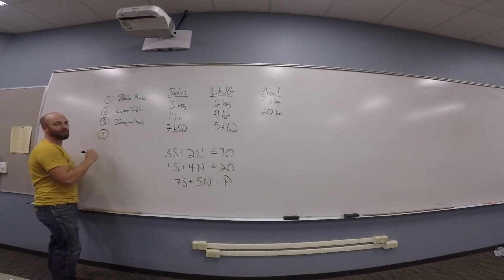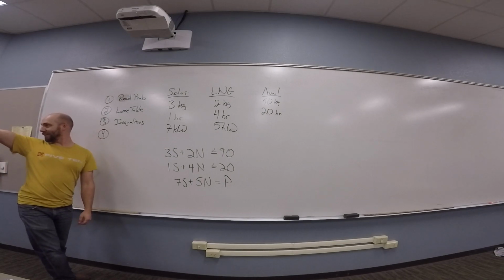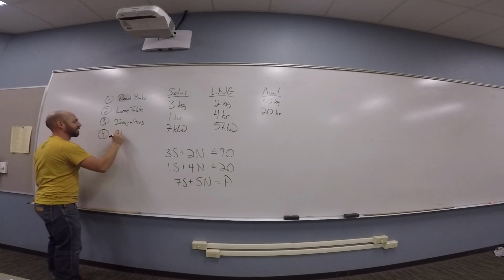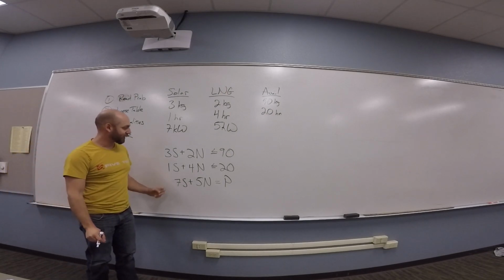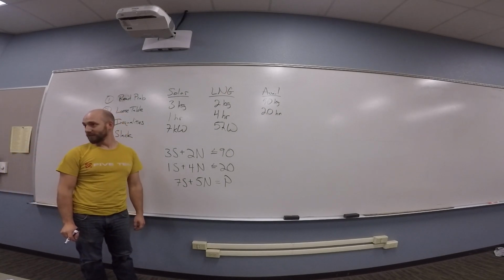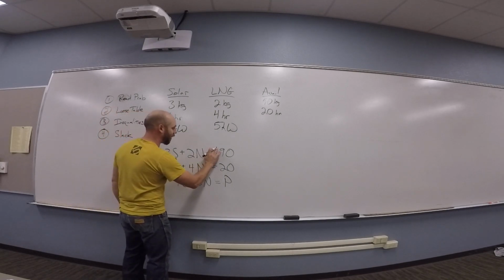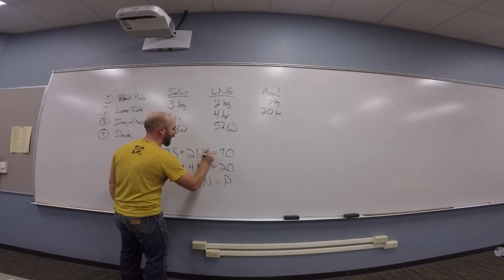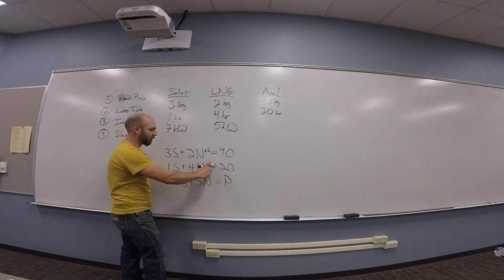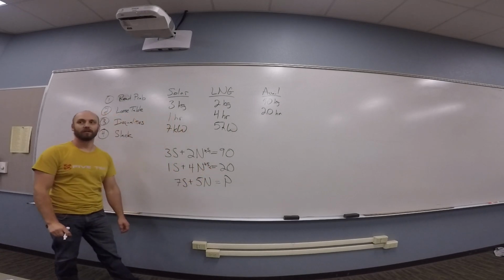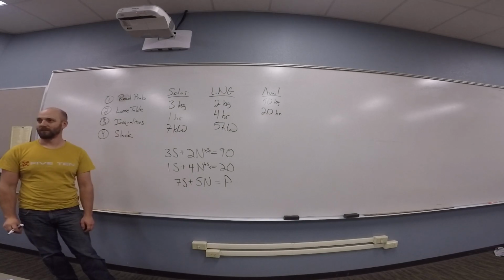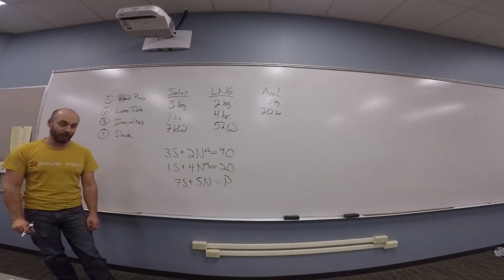Step 4 was introduce slack. So, stick some slack in here. How do you stick some slack in here? S1, S2. You just go, alright, we're going to make this equal and we're going to add S1 to this one. We're going to make this equal and we're going to add S2 to this one. You guys with me? Okay.